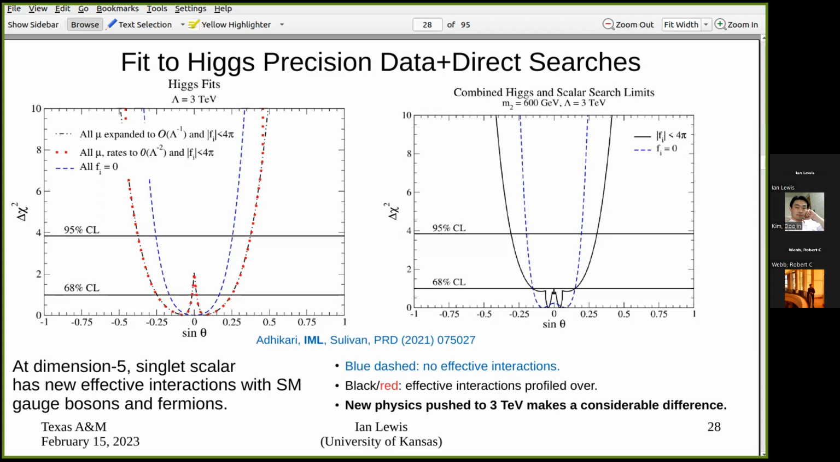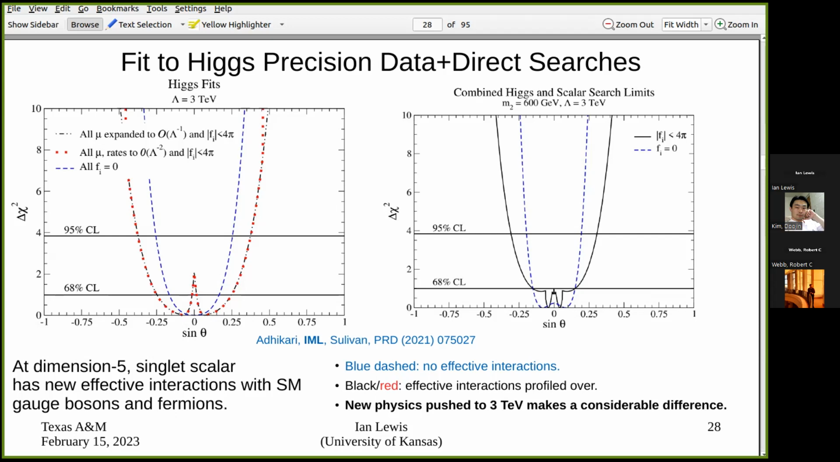What happened to sine theta? Okay, so if I set all these higher-order dimension operators to 0, and I just do my usual renormalizable model, these are my blue dashed lines. This is why I get a simple interpretation. It only depends on one thing, so I just get a bound on sine theta. If I add in these EFT operators, and these are just different assumptions for consistency, so this is the black and the red dots, I profile over them. I get bounds on sine theta significantly weaker than what I get from just the renormalizable model. This is even with new physics an order of magnitude higher.